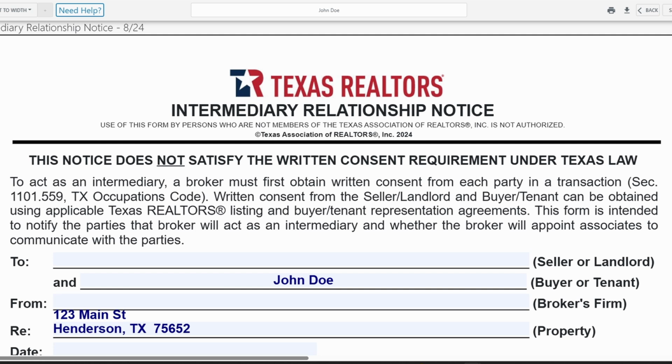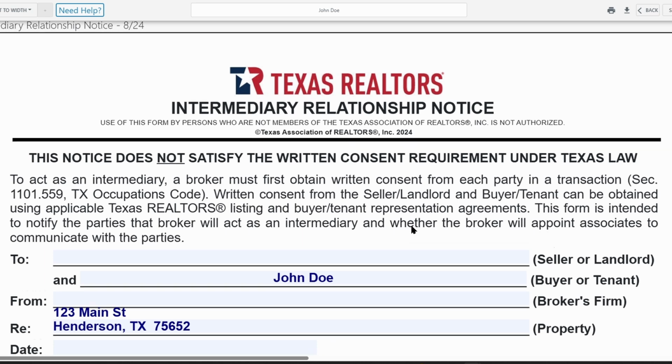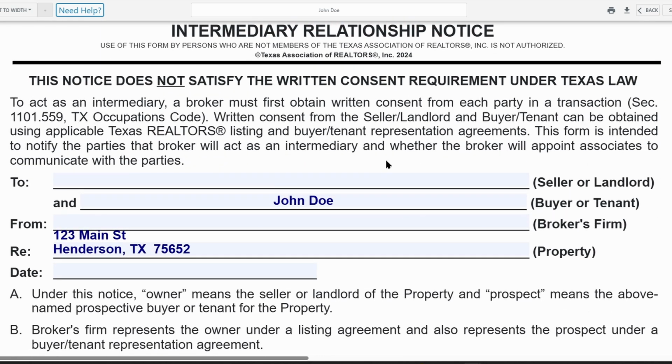So this form here, pretty simple, pretty straightforward, but there's a whole lot of meaning in it. This does not satisfy the written consent requirement under Texas law. This form by itself does not allow you to function as an intermediary. You have to have permission in the buyer representation agreement. It has a spot to fill out both the long form and the short form to get them to agree to allow us to function that way.